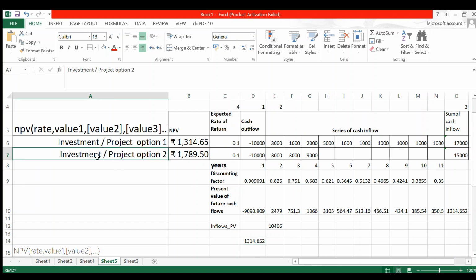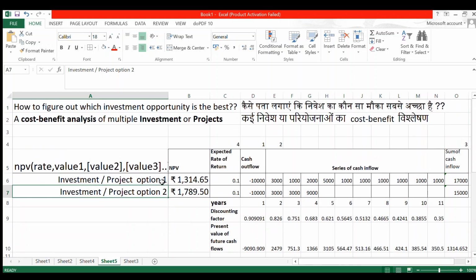Likewise, the net present value of project option 2 can be calculated manually. Friends, this is a very simple Excel inbuilt function to figure out the best investment opportunity when you are confronted with more than one investment opportunity. NPV is the function; rate, value 1, value 2, up to value 254 are the input values.